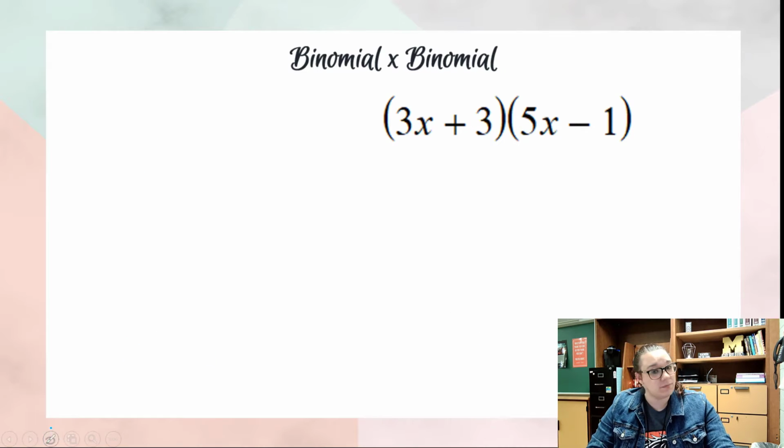Alright, let's try something different now. We're going to do a binomial times a binomial. Notice they're each in parentheses, so this whole binomial times this whole binomial. We have a method we're going to use, and what we do is we break it into 4 steps. The first one is called first. What I mean by that is I take the first term times the first term. So there's my F for first term times first term. 3x times 5x is 15x squared.